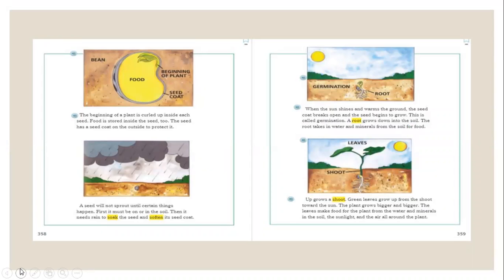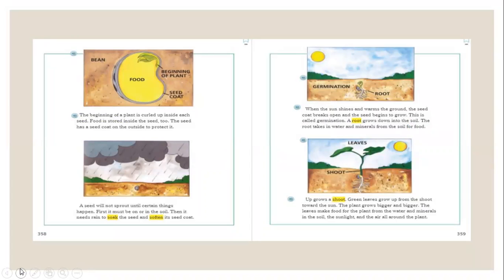First, it must be on or in the soil. Then it needs rain to soak the seed and soften its seed coat. When the sun shines and warms the ground, the seed coat breaks open and the seed begins to grow. This is called germination.